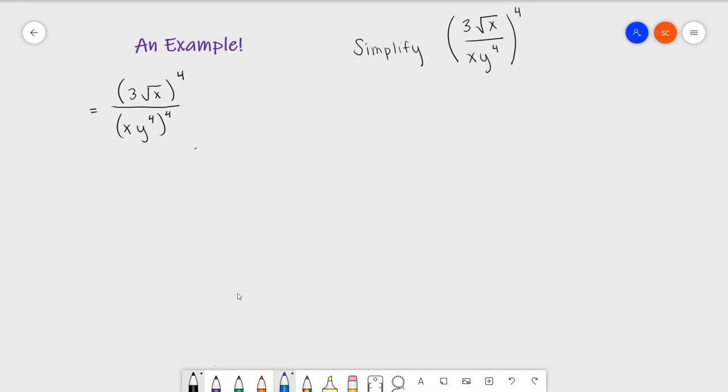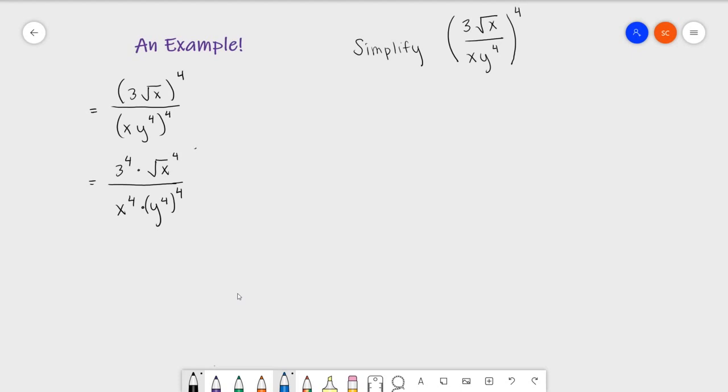Now I'm seeing multiplication in the numerator here, and I'm seeing multiplication in the denominator here. So remember, I can take that exponent and put it on each part of those factors. So I'll rewrite 3 to the 4th times the square root of x to the 4th, all over x to the 4th times y to the 4th. Oh, and this one I'm going to use parentheses because I have a power on a power. So a couple places to simplify here. I have a power on a number, so I can do that multiplication.